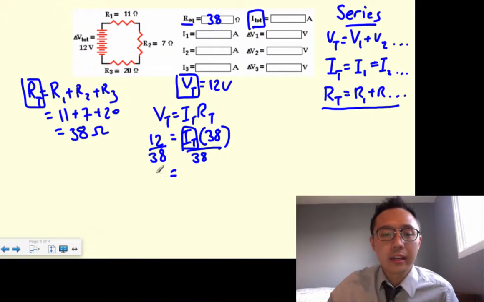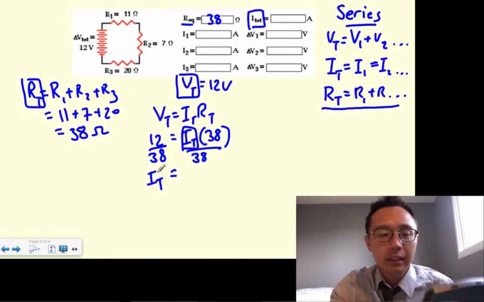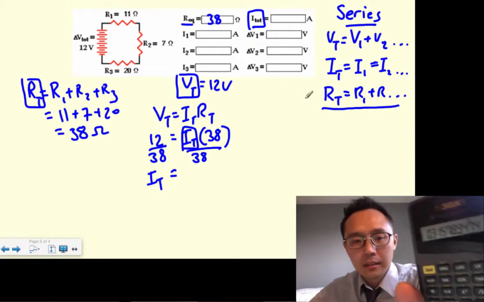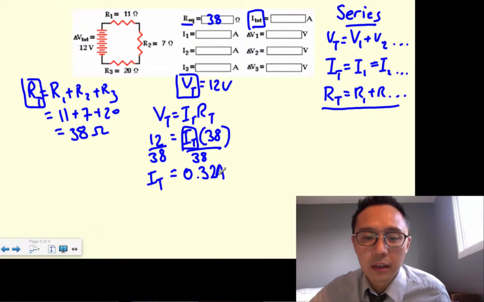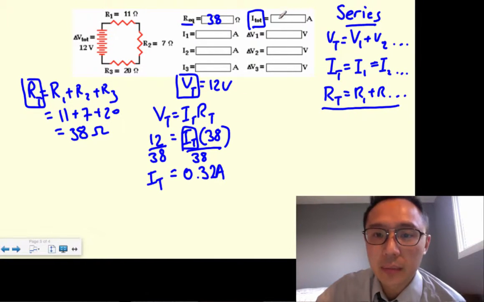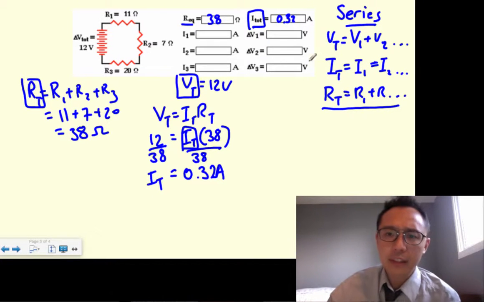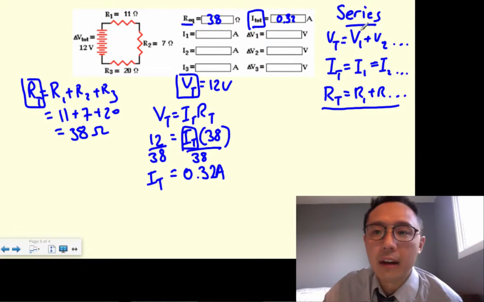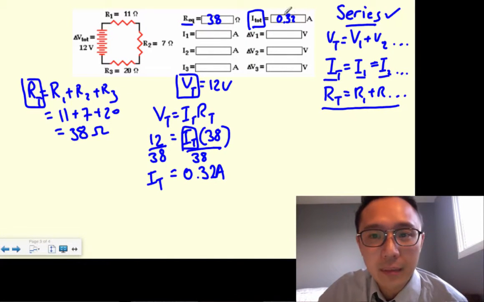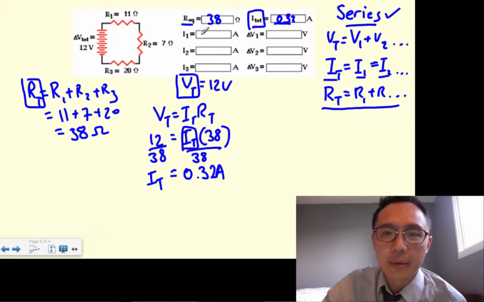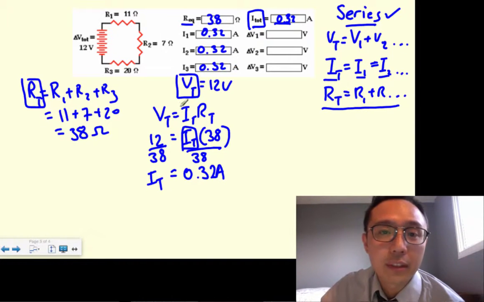So that means I divide by 38 so then I leave I by itself. 12 divided by 38, I'm going to use my trusty handy calculator. So 12 divided by 38 gives me 0.32. Let's round off. So that's my current. So then what shortcut can I take right now? It's a series circuit. I know my current stays the same. So since I just calculated current, bonus, bam, I can just fill these in with 0.32, because the same current goes through all of the three resistors.